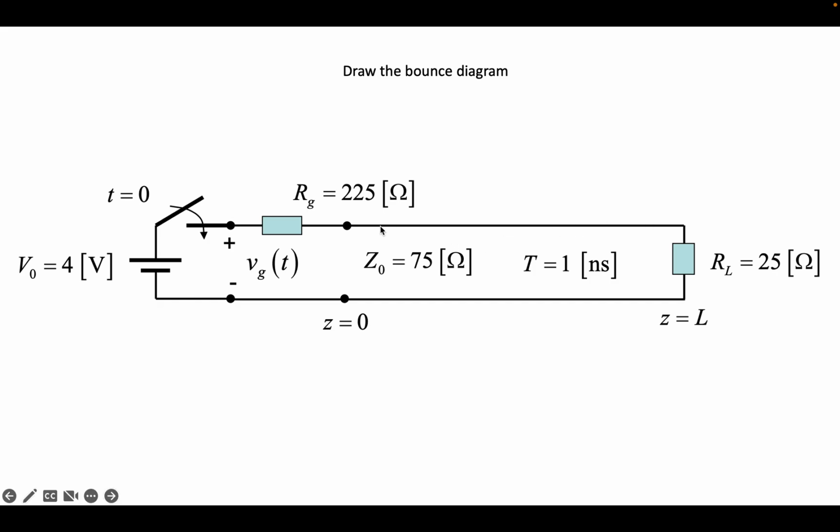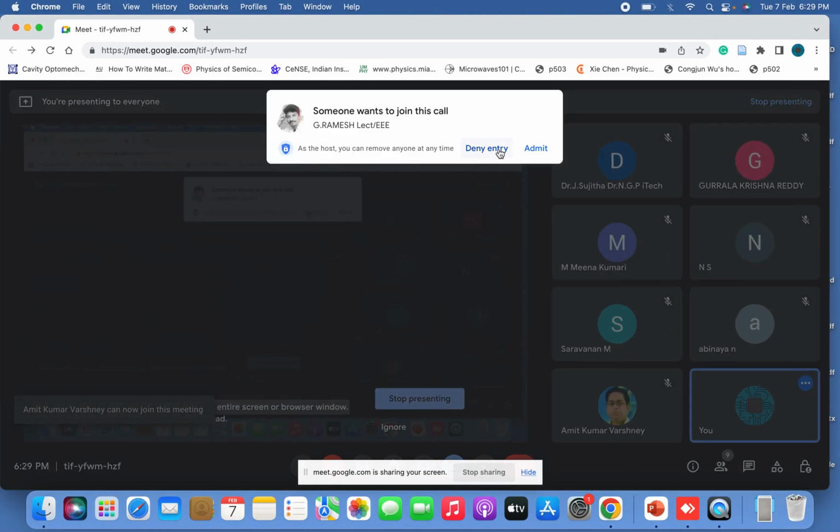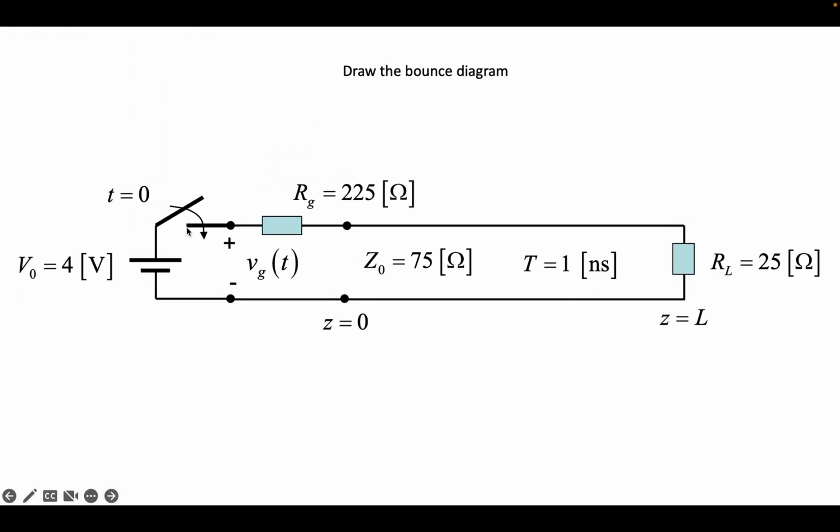So I can give you hints. First, calculate the voltage which will appear here just after closing the circuit, and that will be V plus. Then you can calculate the two reflection coefficients, at the boundary as well as here at the source, and from there you can easily calculate the bounce diagram of this. So please try to solve this problem. RL is 25 ohm.